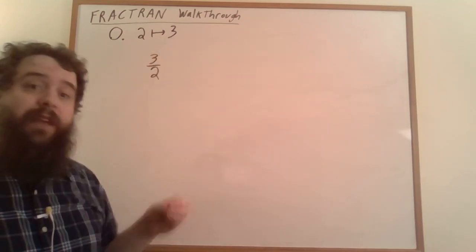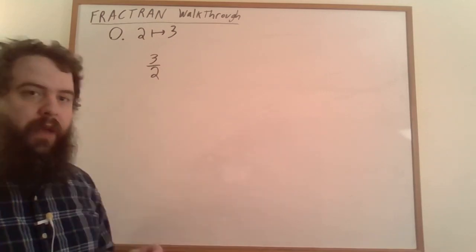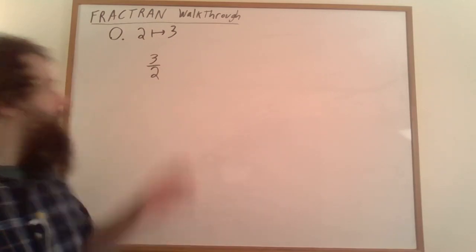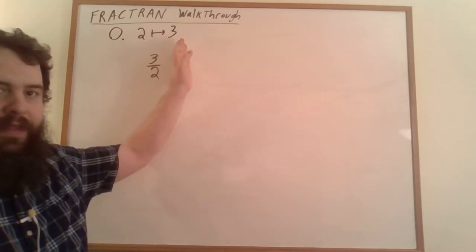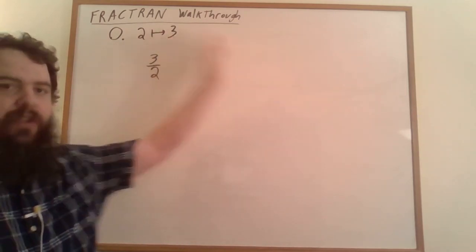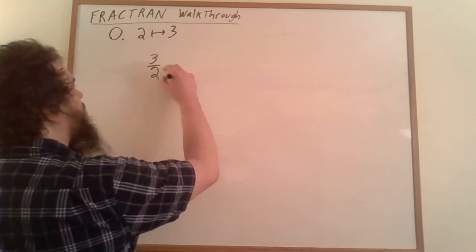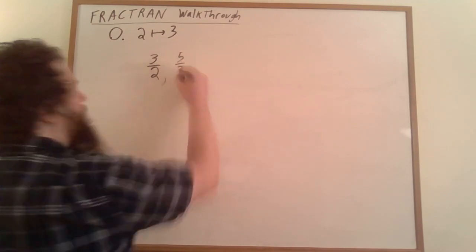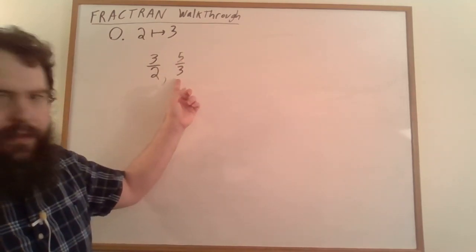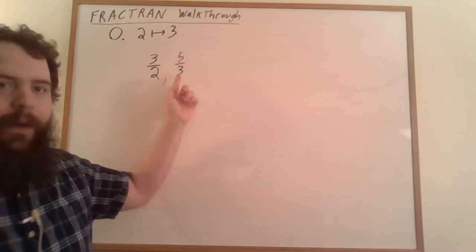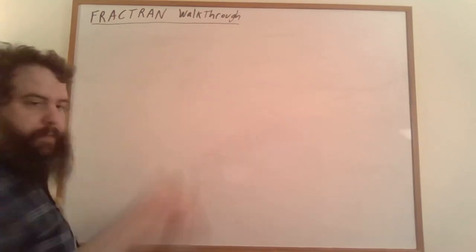So this program does in fact take 2 as input and outputs 3. We just needed to check to make sure. By construction it takes 2 to 3, but we needed to make sure that it stopped at that point, that it didn't take the 3 and turn it into something else. If there was another fraction in the list, like, I don't know, 5/3, then it would take that 3 and multiply it by 5/3, and we don't want that, not now. So the solution to this problem is just the program 3/2.